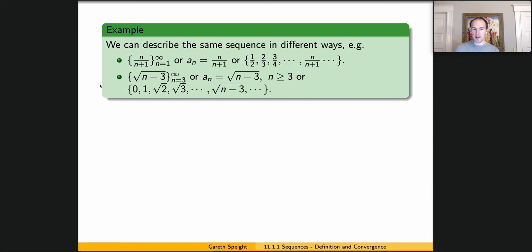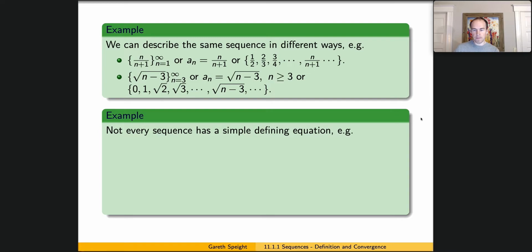Similarly here, for instance, the square root of n minus 3 is our nth term, but we only start at n equals 3. We could equivalently say an is the square root of n minus 3 for n greater than or equal to 3, or we could list out all the terms, right? If we start with n equals 3, the first term will be the square root of 3 minus 3, which will be 0. Second term will be the square root of 4 minus 3, which will be 1. Then we get square root of 2, square root of 3, and so on. So typically we represent sequences by listing the terms or by writing the nth term.